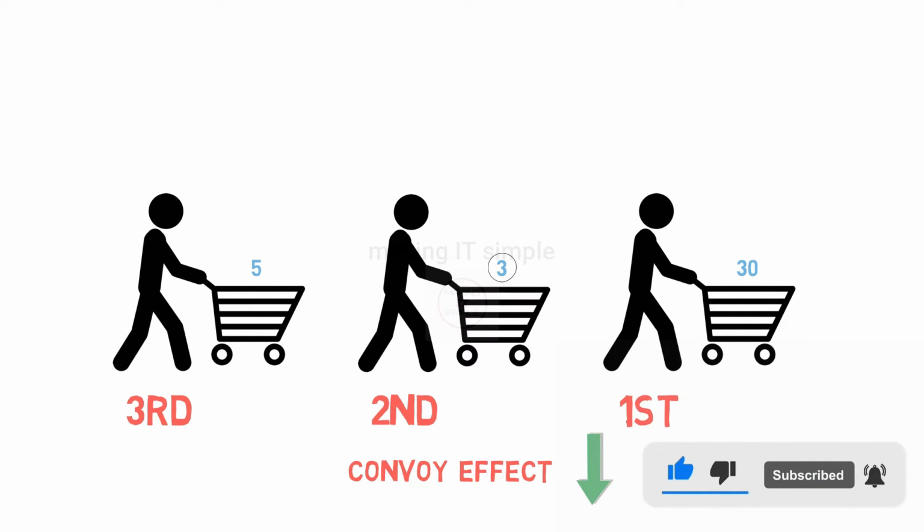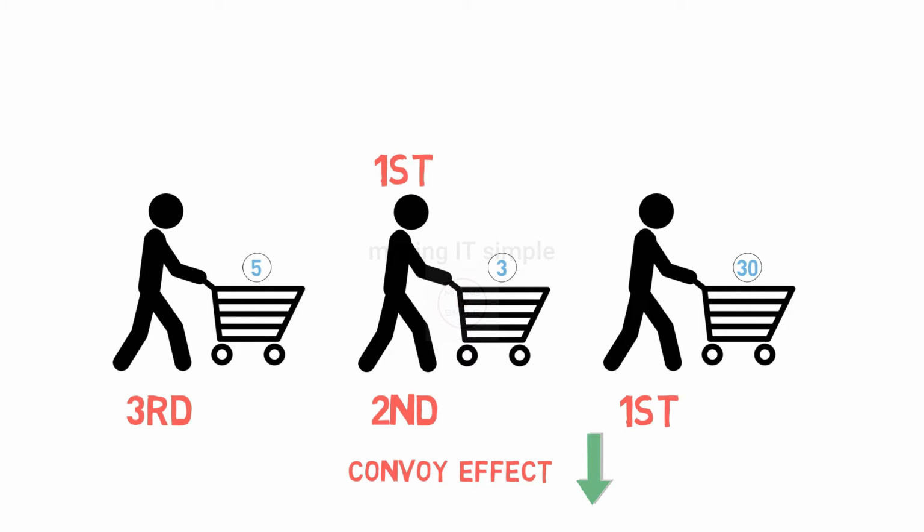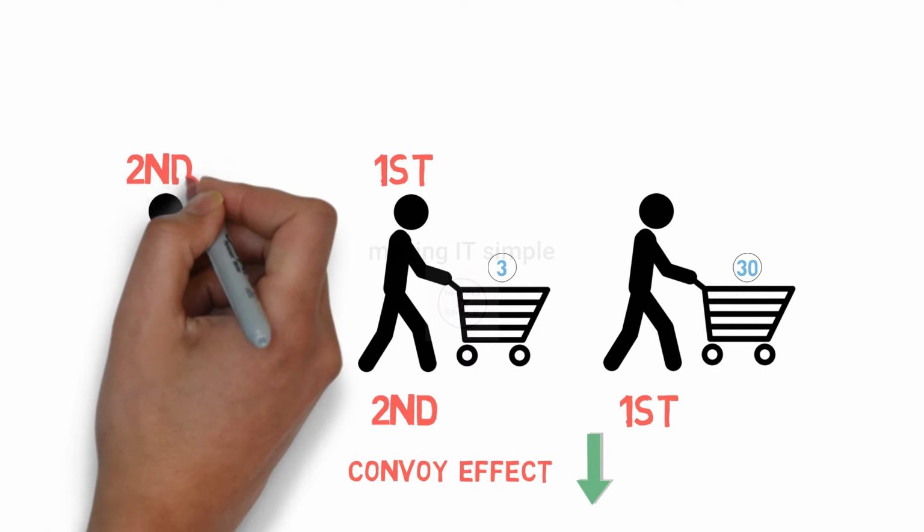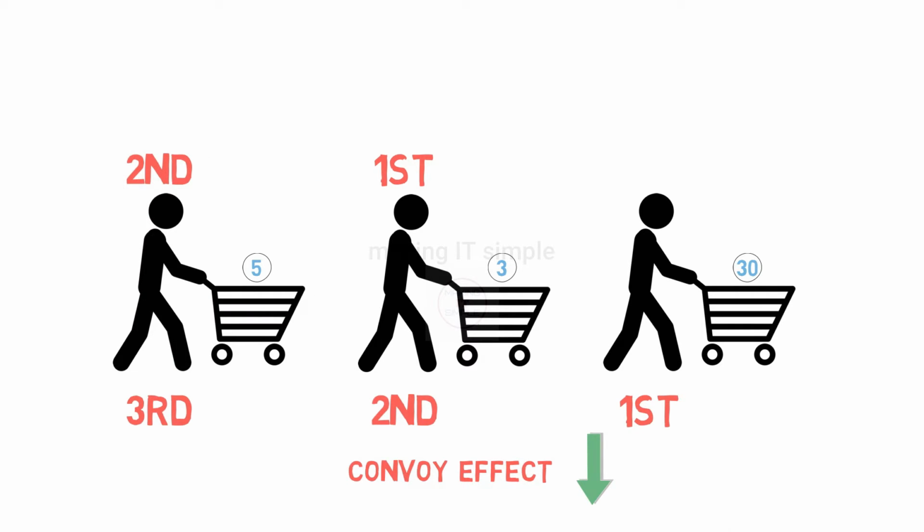These two require a lot less time for the service, but they have to wait a lot for this person who has a lot of items. So one solution can be that whoever has the least amount of items gets served first. So first person to get served will be this one with 3 items, then this one with 5 items, and in last this person with 30 items.